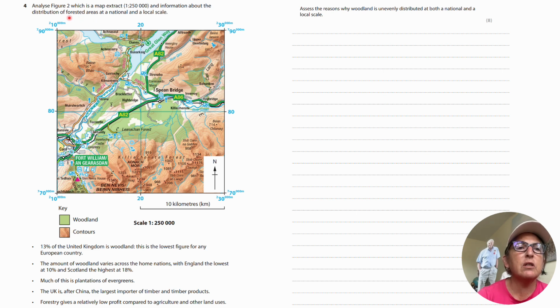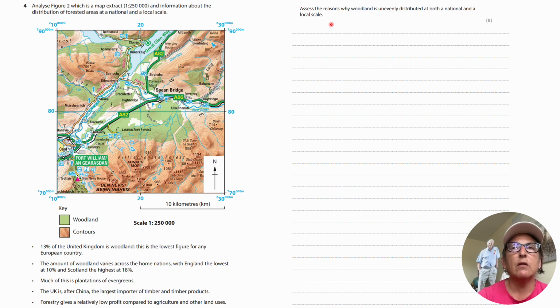So this shows you the distribution of the forested areas at a national scale and a local scale. Here is a local scale, down here at a national scale. 13% of the UK is woodland, the lowest figure for any European country. The amount of woodland varies across the nations. Much of the plantations are evergreens. That's a pine tree. The UK, after China, is the largest importer of timber, and forestry gives relatively low profit. This is much tougher, this question. Assess the reasons why woodland is unevenly distributed at a national and a local scale.